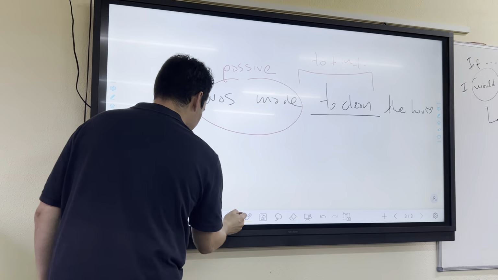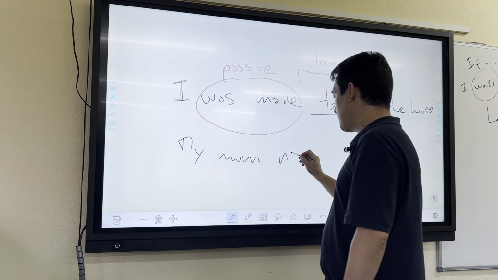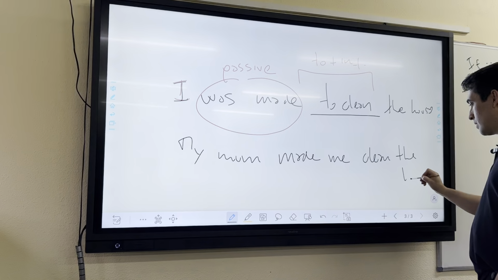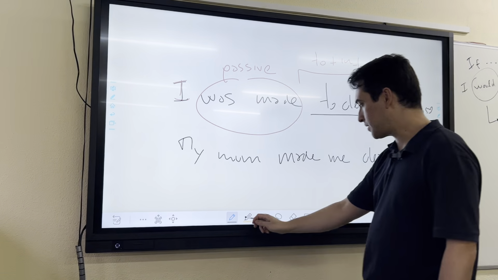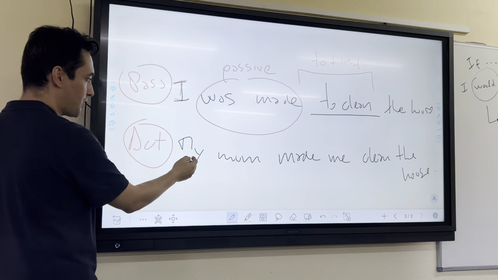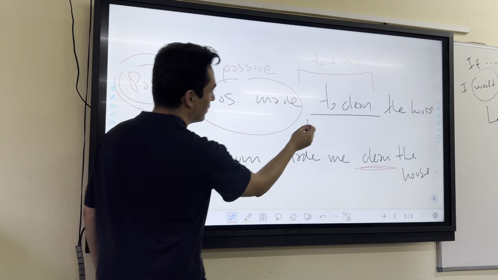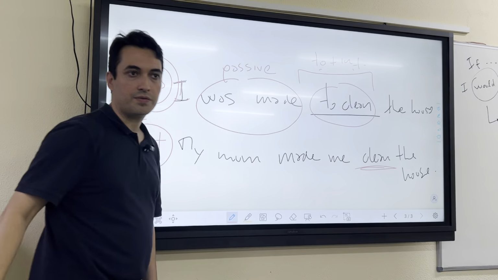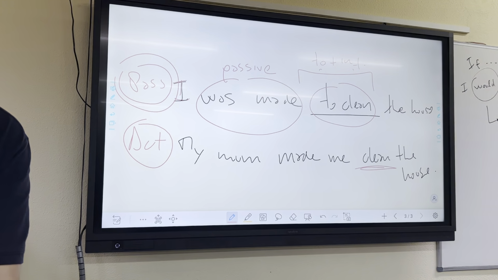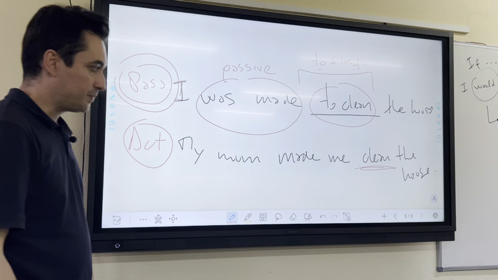Let me give you the active. My mom made me clean the house. So this is active, and this is passive. With the active, you have only clean, without to. And with the passive, to clean, to plus infinitive. Yeah, be careful with the passive. With the passive, you need to. So far, so good. Be careful with the passive.